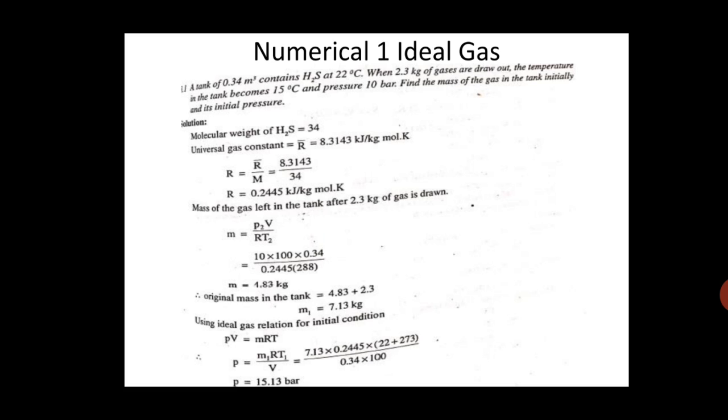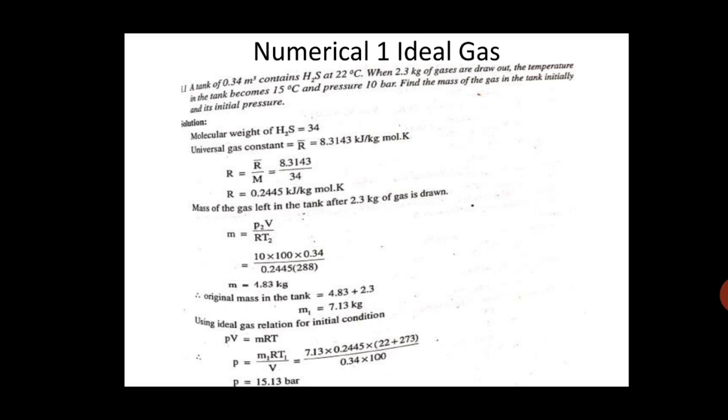So substituting the values P2 into V divided by R into T2, and because P is given in bar, we are multiplying with 100 to get it in kilopascals. The mass we get as 4.83, and 4.83 plus the 2.3 kg of gas which was taken out, you get the initial mass as 7.13 kg.